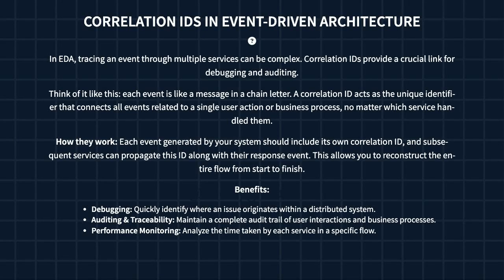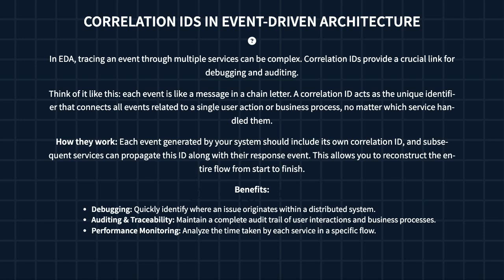Okay, let's talk about correlation IDs. They're super important when you're building event-driven systems. Imagine you have an e-commerce application and a user places an order. That single order might trigger events in your inventory service, payment gateway, shipping service, and maybe even your marketing automation platform. Without a way to tie all those events together, debugging problems or understanding the full customer journey becomes really difficult.